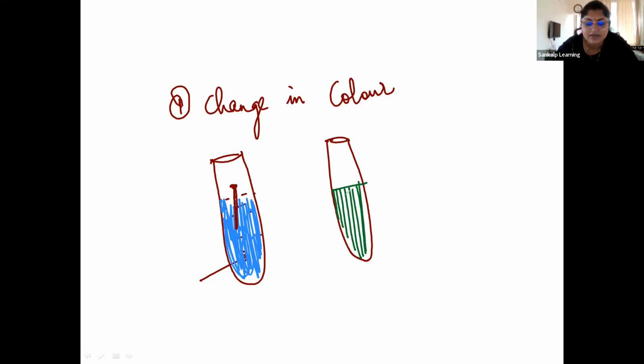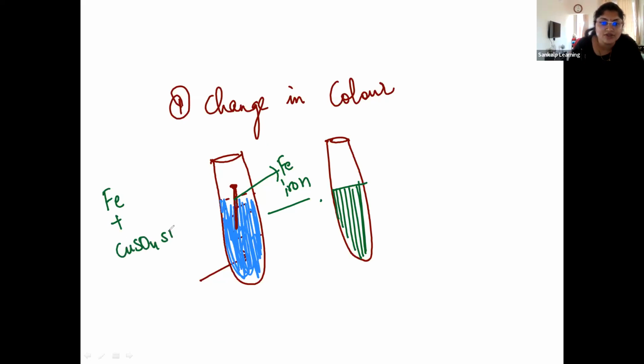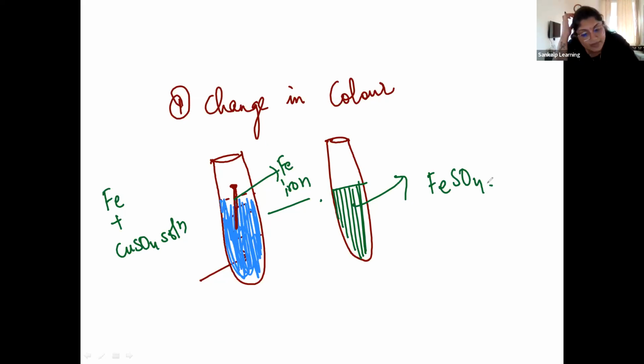So why is the solution turning green? Because the iron, which is the iron nail, is reacting with the copper sulfate solution. So what is happening? The iron nail, iron is nothing but Fe. Fe is reacting with copper sulfate solution, and it is turning into green color. Then it is forming iron sulfate. So it is converting the copper. There will be a replacement reaction.